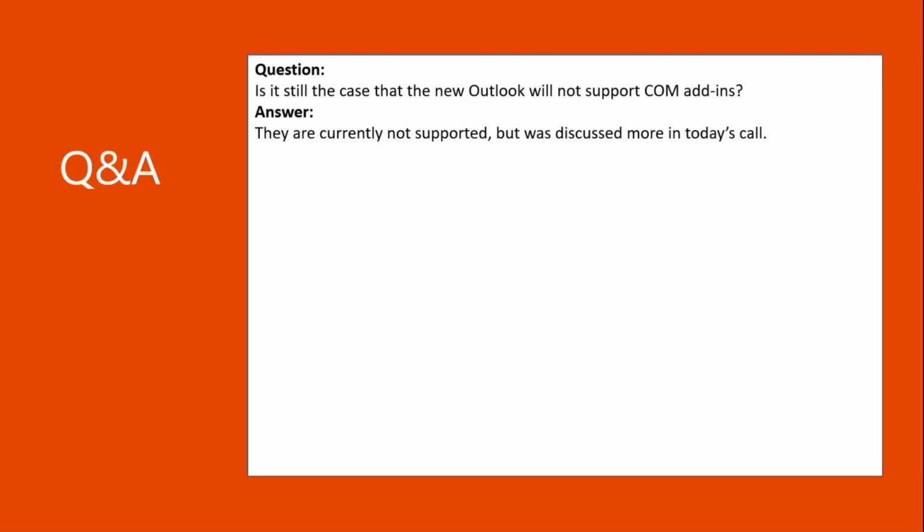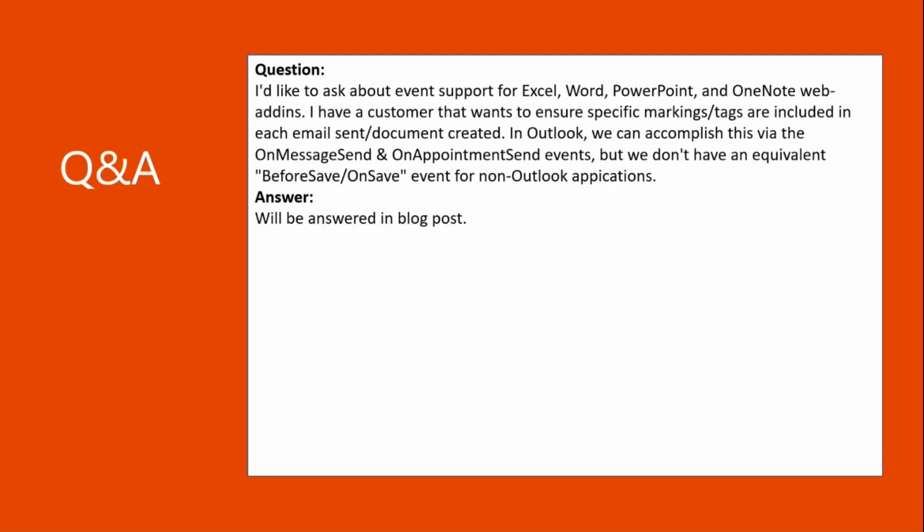This question was, is it still the case that the new Outlook will not support COM add-ins? They're currently not supported, but this was also touched on a bit more in today's call. Lastly, I'd like to ask about event support for Excel, Word, PowerPoint, and OneNote web add-ins. I have a customer that wants to ensure specific markings and tags are included in each email sent or document created. In Outlook, we can accomplish this via on-message-send and on-appointment-send events, but we don't have an equivalent before-save or on-save event for non-Outlook applications. So this will be answered in the blog post. We're doing some investigation into this question right now, and once there's a better answer, I will add that there.